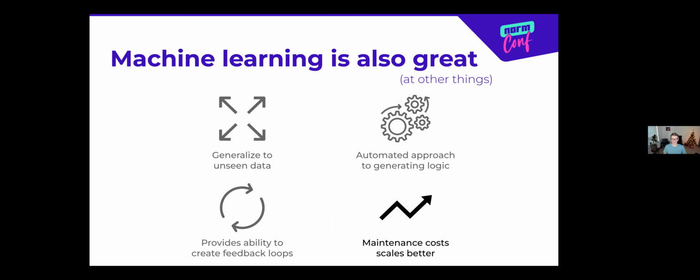And then finally, I'd argue that the maintenance cost for machine learning scales better than rules. I think rules can be great for simple logic and capturing low-hanging fruit, but you can reach a certain complexity where it starts making a lot of sense to leverage machine learning.